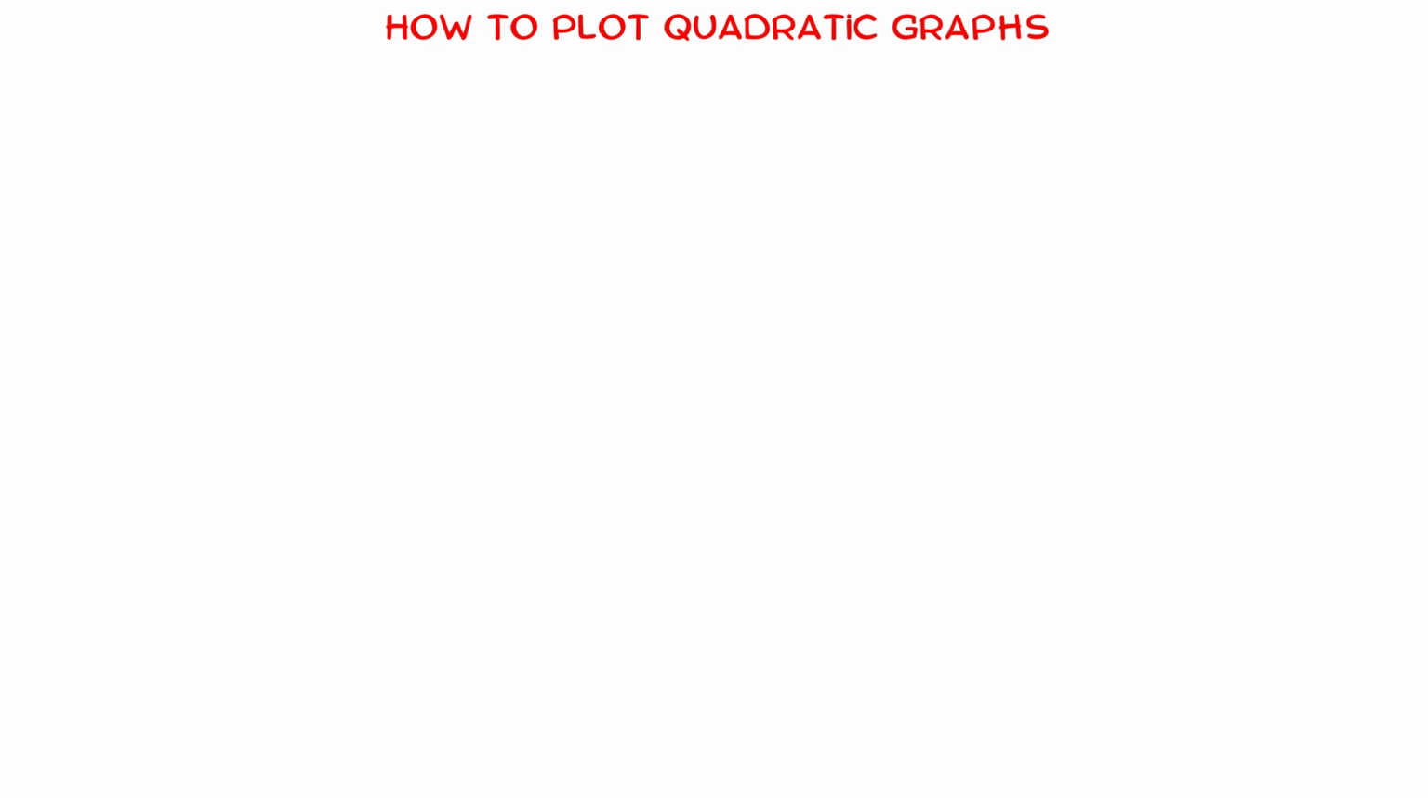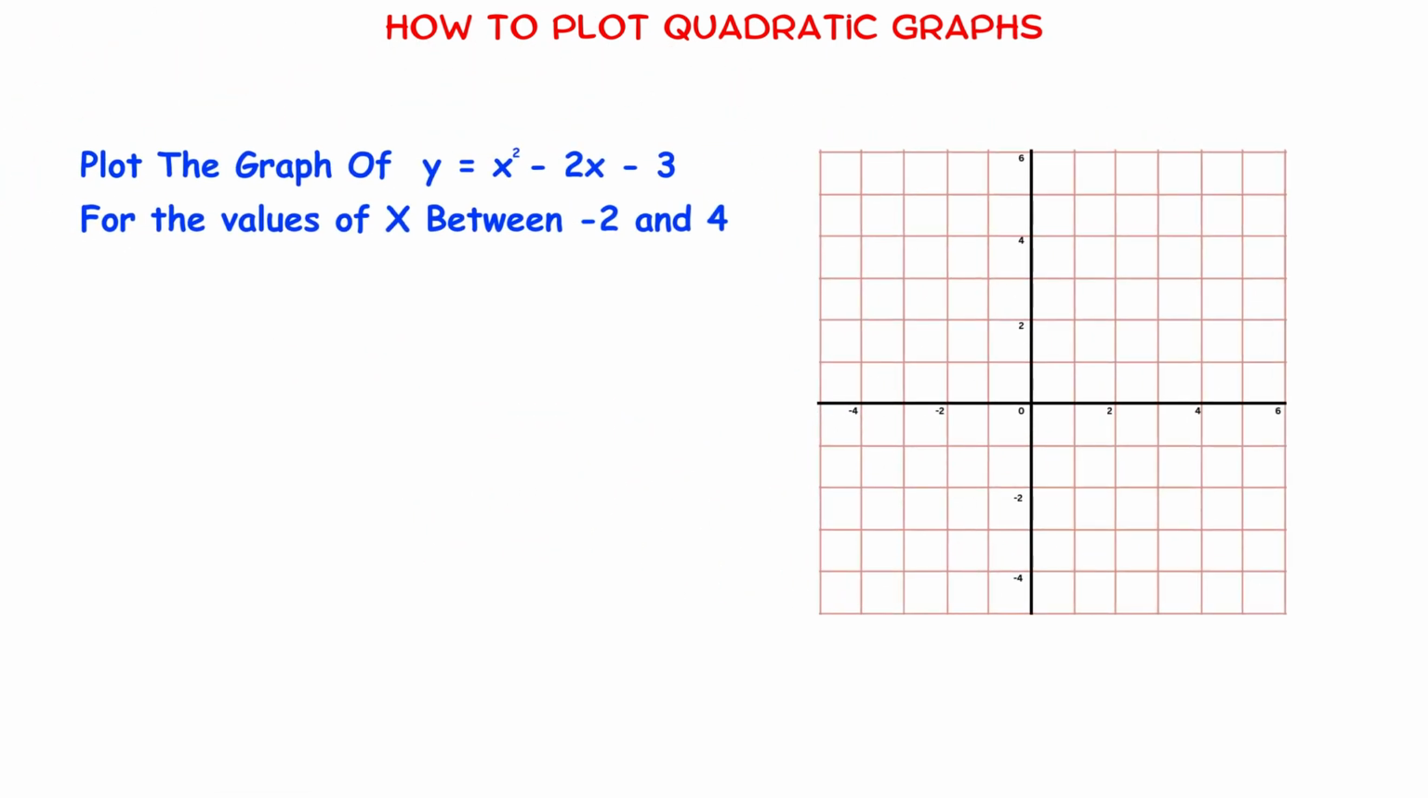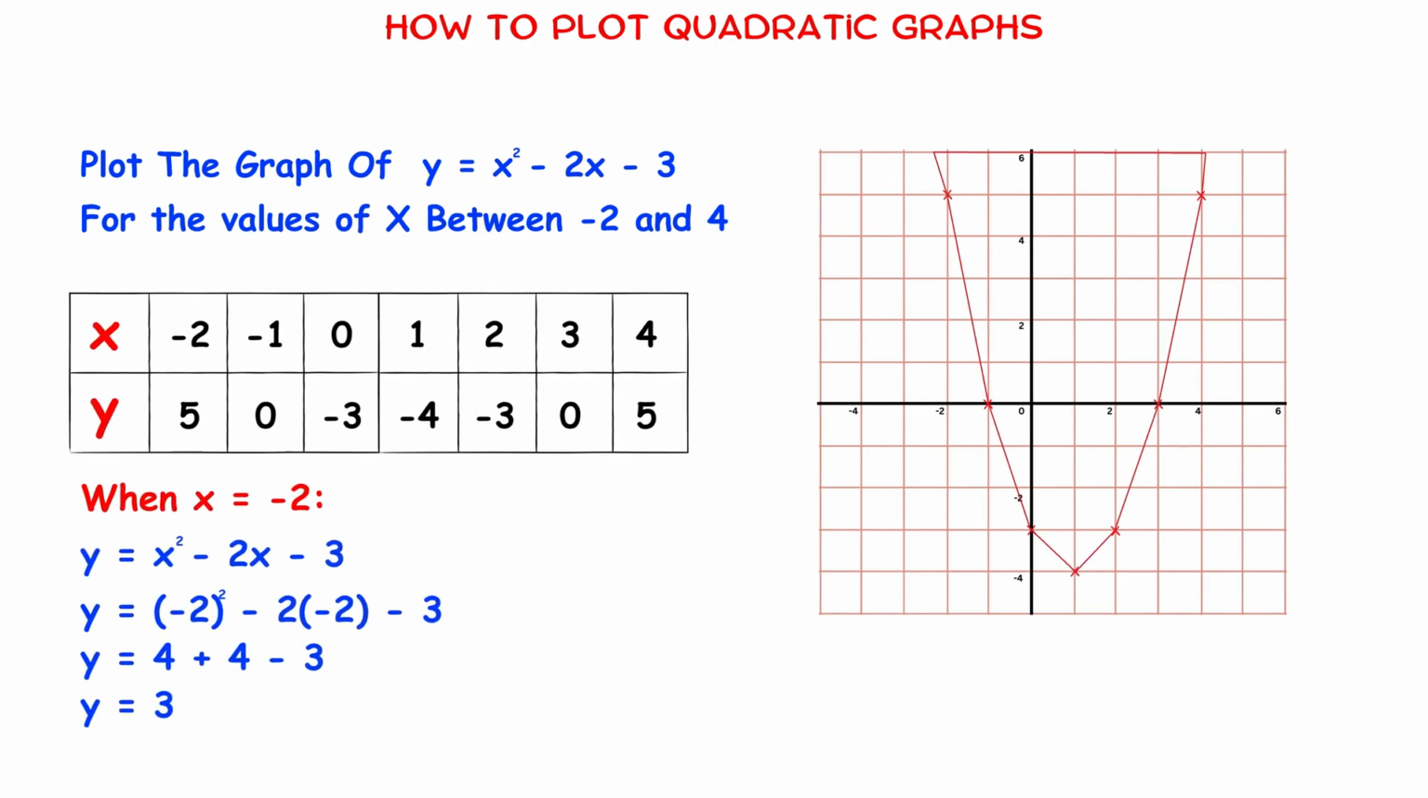Whenever you're asked to plot a graph, you're basically being asked to work out a bunch of points that the curve will pass through, and then join them all up with the curve. To figure out where the points are, though, it helps to use a table like this. On the top row are all of the x values within the range that we're trying to plot. So in this case, all the whole numbers between minus 2 and positive 4. Then on the bottom row, we can add all of the corresponding y values.